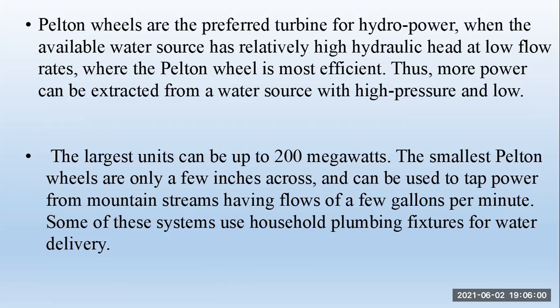The largest units can be up to 200 megawatts. The smallest Pelton wheels are only a few inches across and can be used to tap power from mountain streams having flows of a few gallons per minute. Some of these systems use household plumbing fixtures for water delivery.